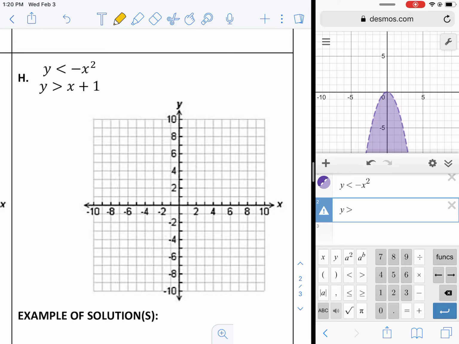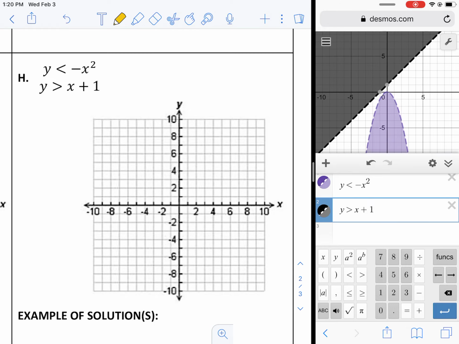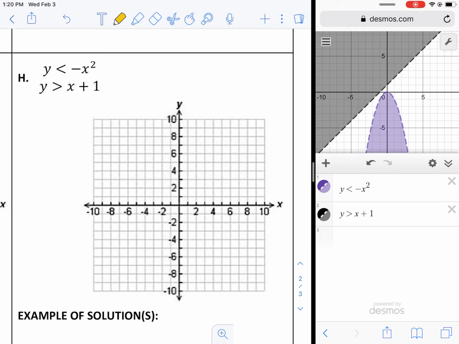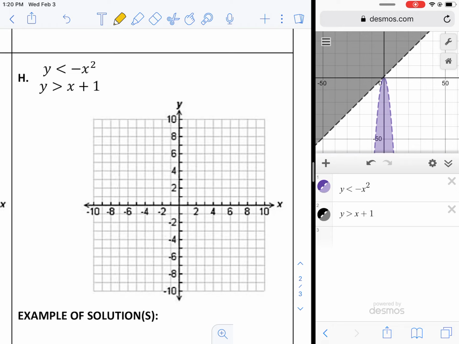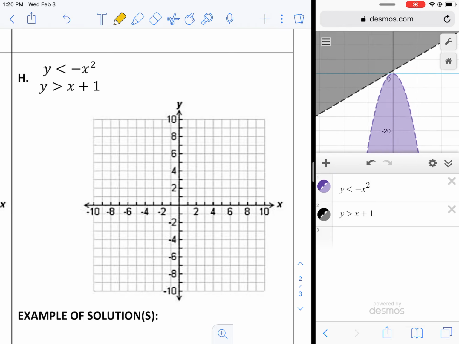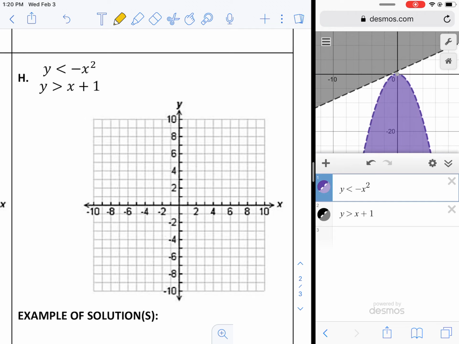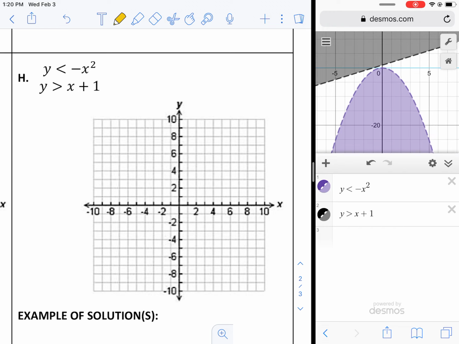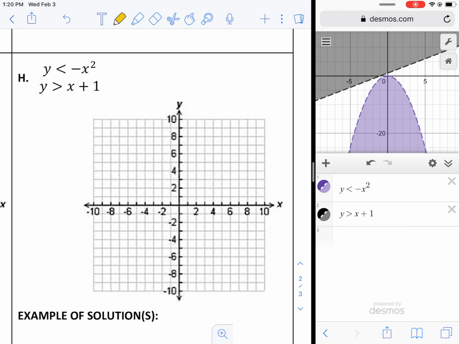You've got y is greater than x plus 1. Ooh, this one's actually interesting. I'm glad I graphed this. Are there any solutions here? No. So this one, there'd be no solutions, but that's because the lines don't intersect, and therefore the shadings don't overlap. So this one, you'd say no solutions. So that is the thing that happens, all right?